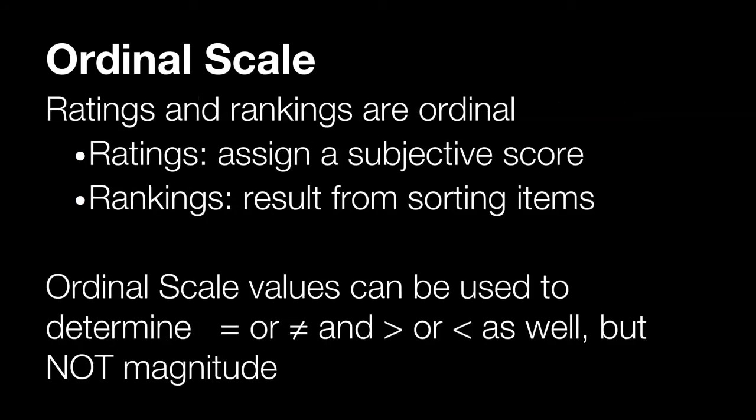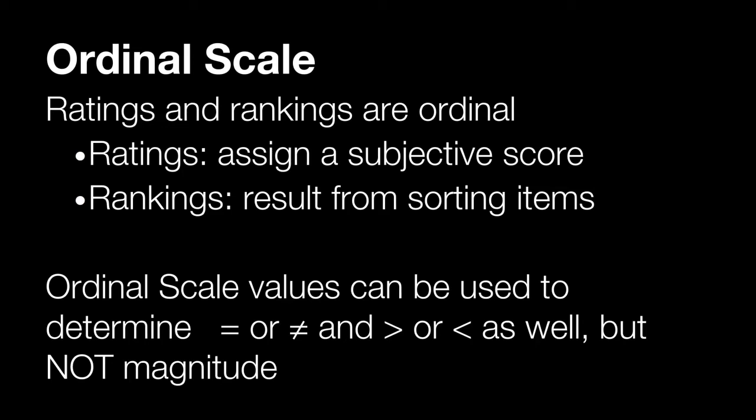Ratings and rankings are always ordinal. With ratings, we assign a subjective score to a scale. This is something you may have seen in a survey. Rankings result from sorting items and assigning a unique number to each item. Now, rankings always have a greater resolution than ratings, therefore they're preferred, but there's usually more effort required in order to get a ranking. With ordinal scale data, any order-preserving transformation can be used.